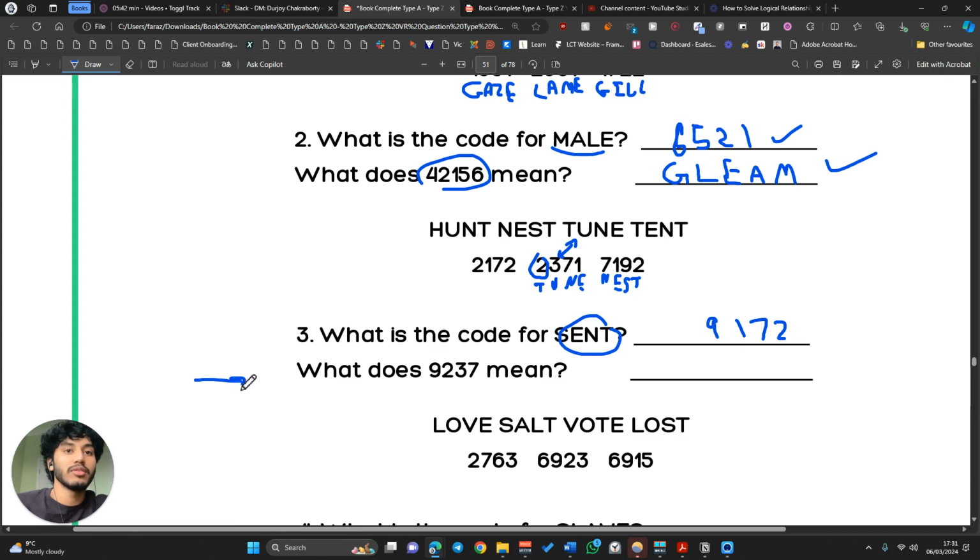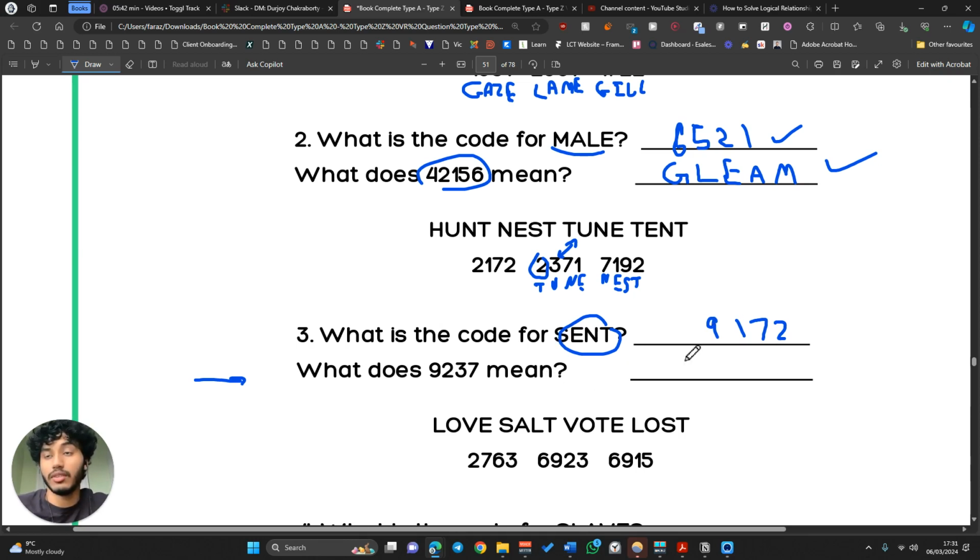If this is going too fast, just rewatch this video. It might be helpful. Rewatch it a few times if it's still not making sense, and try and follow my mouse cursor as well. Okay, what does 9237 mean?